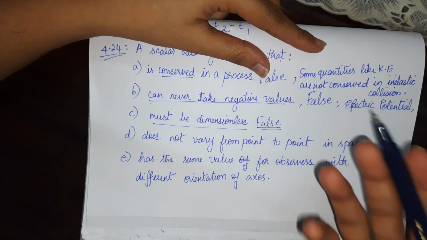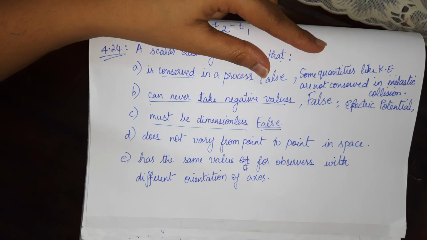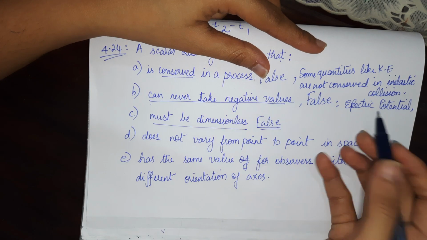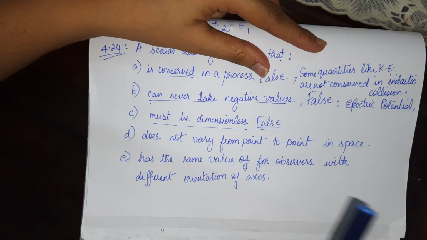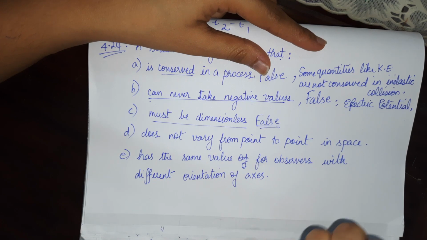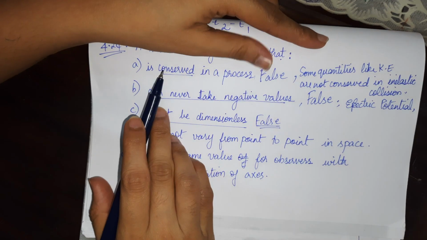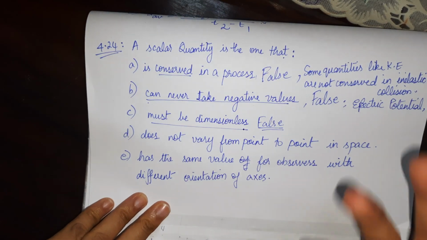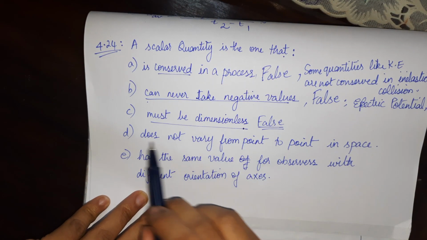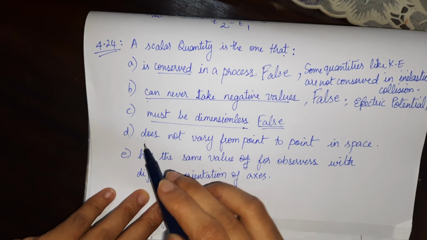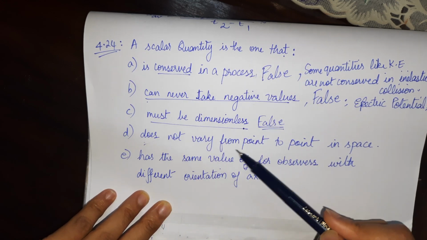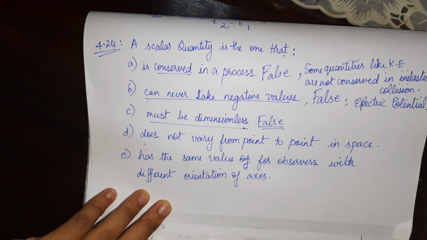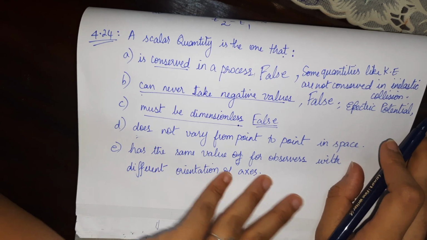Then, must be dimensionless, definitely false, because so many quantities are there which have dimensions. For example, mass, volume, area, temperature, density, etc. Electric potential, kinetic energy, they all have dimensions. A scalar quantity is not the one which is dimensionless. It's not just a number, it is a physical quantity. And then the fourth one is, a scalar quantity is the one that does not vary from point to point in space. Once again, it's not true, because you have so many scalar quantities.